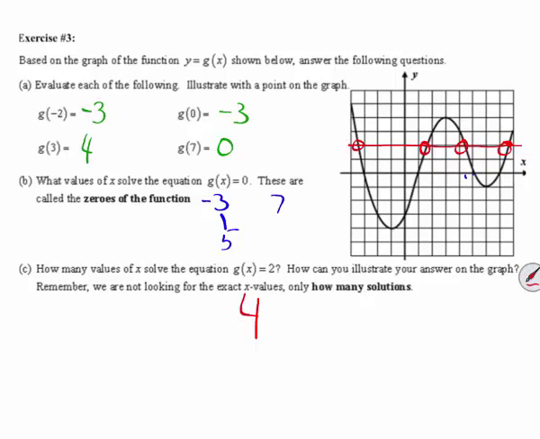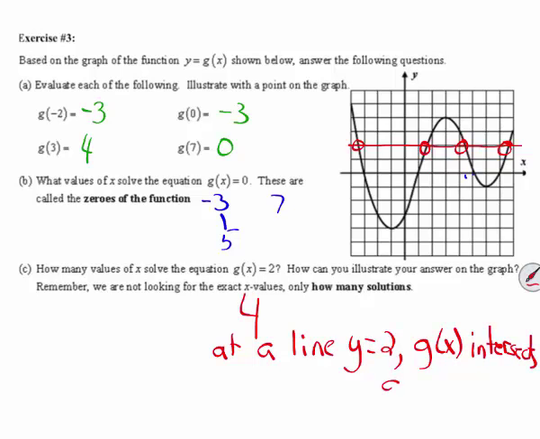How can you illustrate your answer on the graph? I just did that. At a line y equals 2, g of x intersects at 4 places. Okay, it didn't ask for them because they don't cross nicely. That's why they didn't ask for what values of x it was, like they did in the first one.